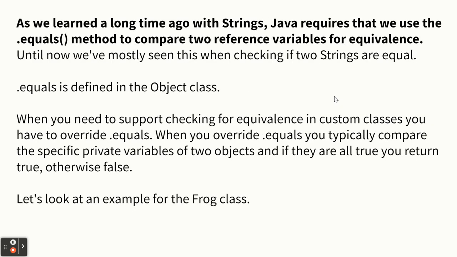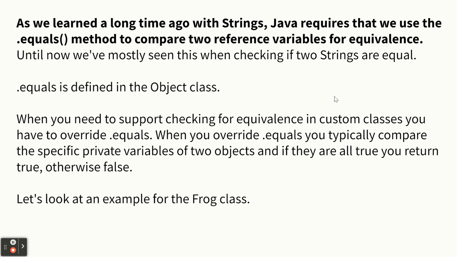So bottom line, Java requires that we use dot equals to compare reference or object variables, classes, anything that's not primitive. And mostly until now, we've been using this to check if two strings were equal. Dot equals is defined way up in the object class. And then if you wanted to, you could see the value in creating a dot equals in a custom class.